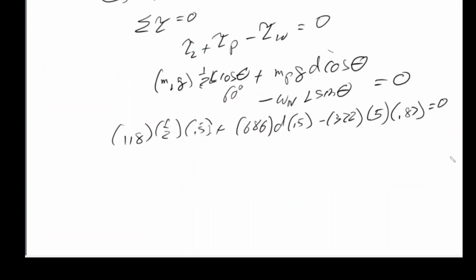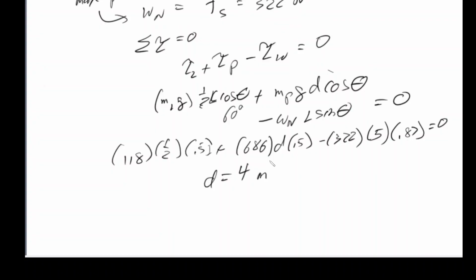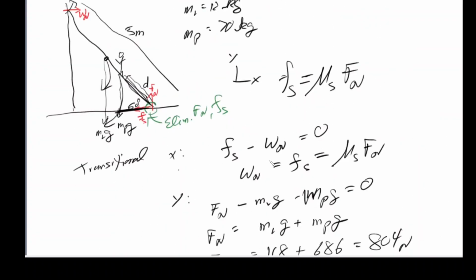And if you go through the math, you get that d comes out to be 4 meters. So that's the maximum distance the person can climb up the ladder before it overcomes the force of friction and it slips.